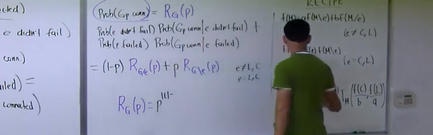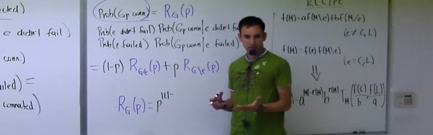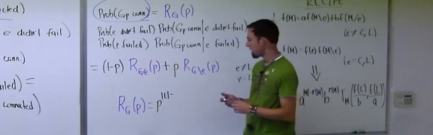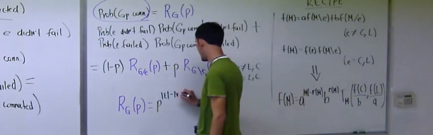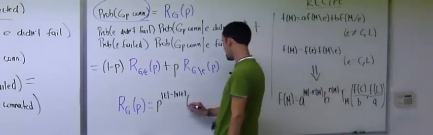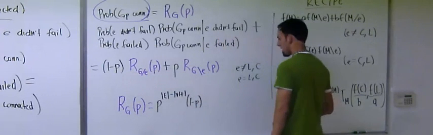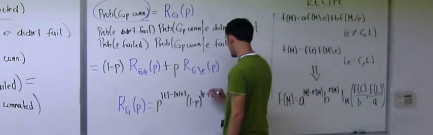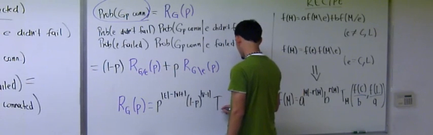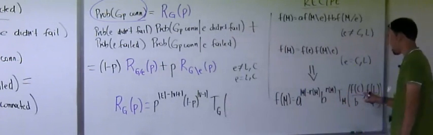What's the rank of the matroid? Well, remember it's a connected graph. And so a spanning tree has number of vertices minus 1 edges. So I get V minus 1. Then I get B, which is 1 minus P, to the rank, which again is V minus 1. And then I get the top polynomial of the graph evaluated at f of the co-loop.